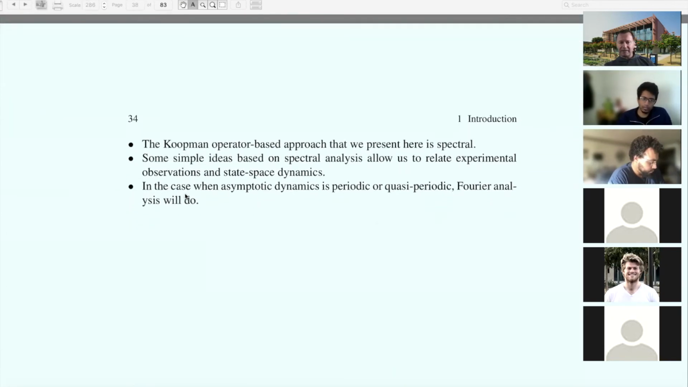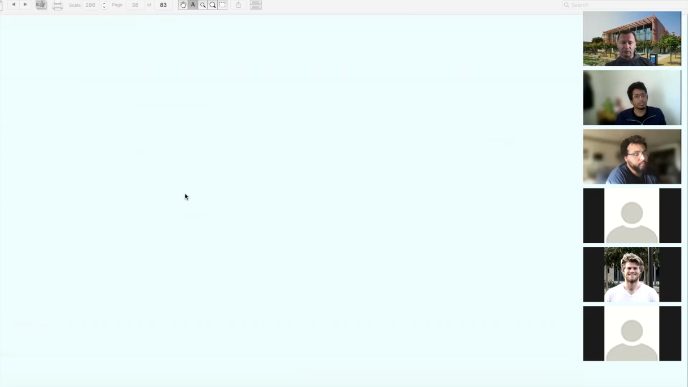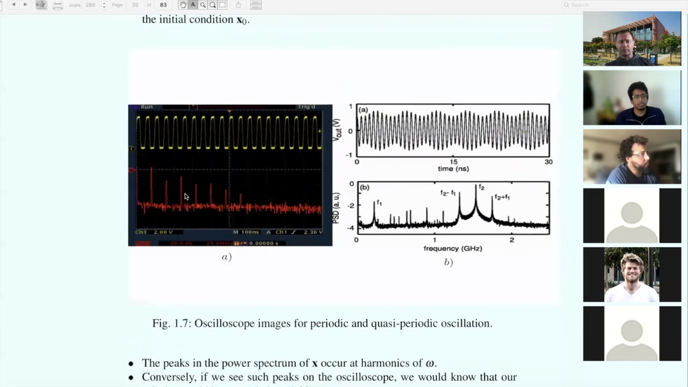So the next thing up is those simple types of asymptotic dynamics that lead to attractors like fixed points, limit cycles, periodic orbits. You can easily connect those with very practical considerations, like if you have an oscilloscope in the lab and you hook up your system to that oscilloscope and you're looking at an output of the oscilloscope, you can tell what the asymptotic dynamics is. In particular, Fourier analysis will do. So let me show you some oscilloscope outputs, right?